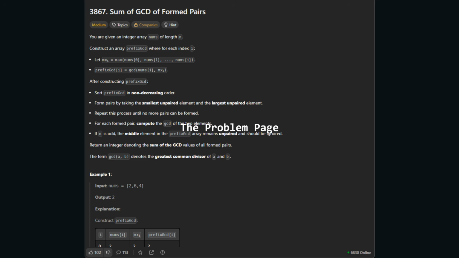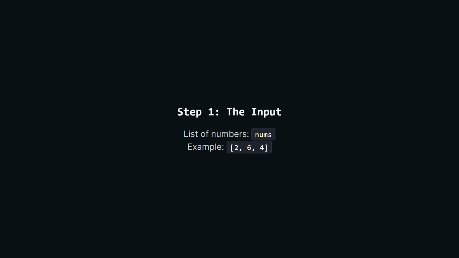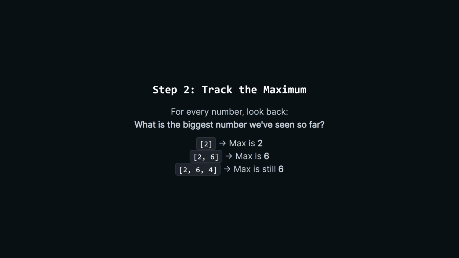Here is the problem description from the site. It has a lot of mathematical steps listed out, so let's break down exactly what it's asking us to do, step by step. We start off with a single list of numbers. In our example, we have 2, 6, and 4. For every position in that list, we need to figure out what the largest number is up to that point.